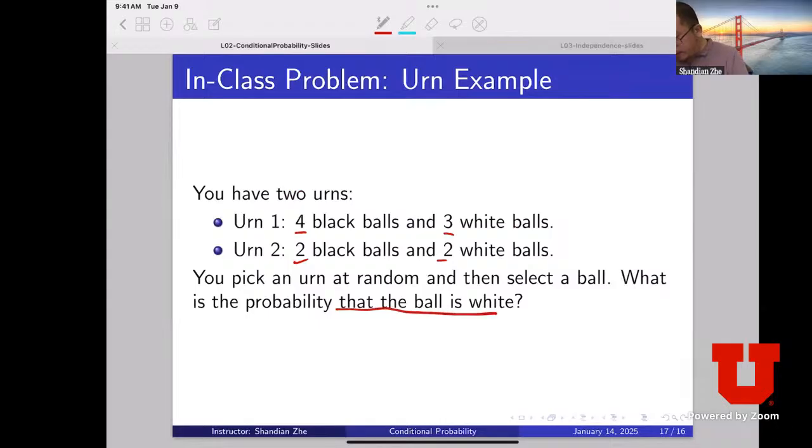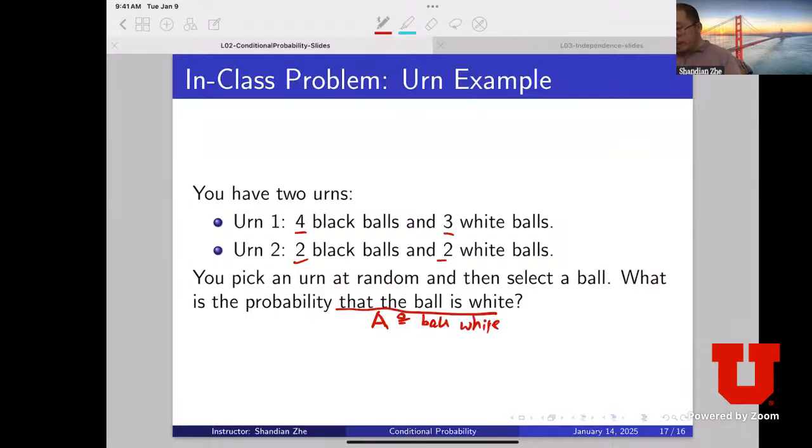So let us denote this event as A, defined as the ball is white. How do we compute this? We're going to compute this in 2 ways. One is from the straightforward definition and probability rules. The other is a more intuitive approach using a tree diagram, which we discussed in the previous lecture.